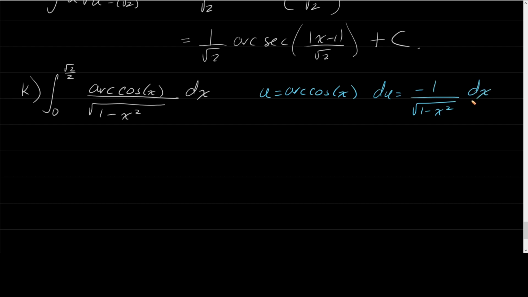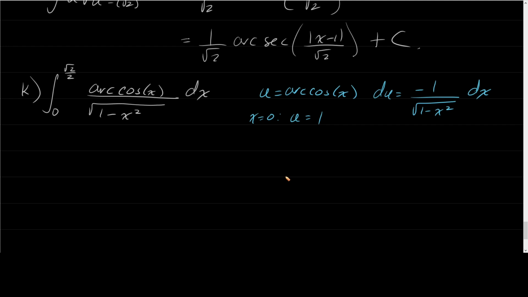And what we're going to do there is also figure out what our bounds should be. Because remember, if we're changing things into terms of u, our bounds should also be in terms of u. So when x equals 0, u equals arc cosine of 0. Arc cosine of 0 is 1. And again, that's from the unit circle. Our cosine of 0 is 1.